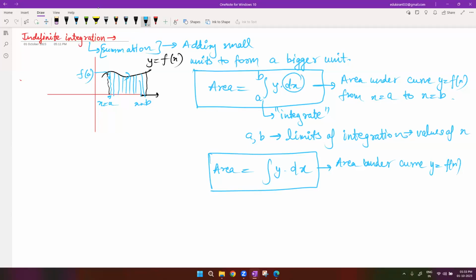Whatever your dx is, that will reflect in your limits. I mean, whatever variable you use in d of, if you write dy, then the values a and b will be for y. If you're writing dx, then it means the values are for x. So these are some basic things.